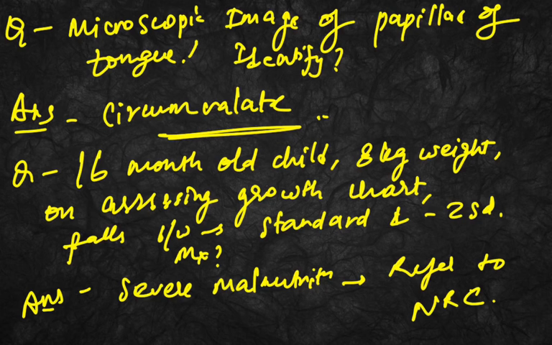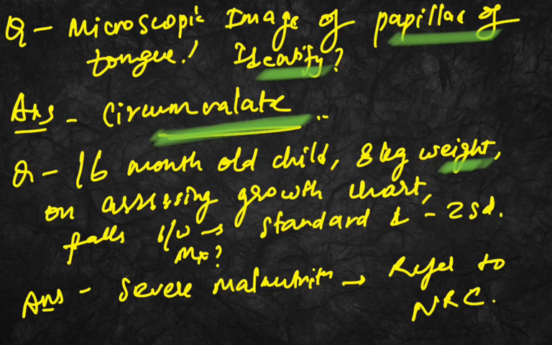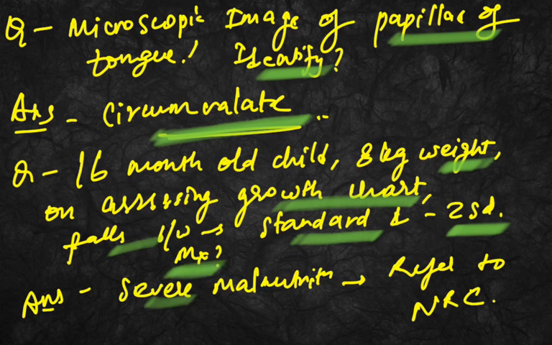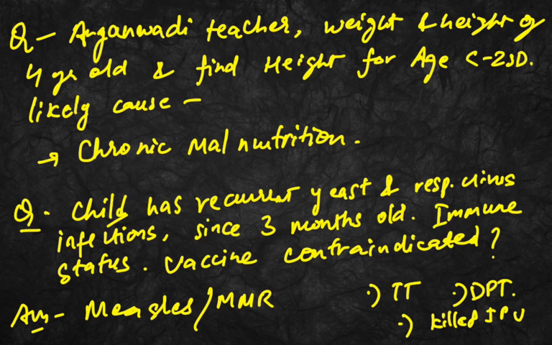Now, a microscopic image of a papilla of the tongue was given to identify, and the answer is circumvallate papillae. Now, a 16-month-old child, 8 kg in weight, on assessing the growth chart falls between -3 and -2 standard deviations. What is the management? It is considered severe malnutrition, and the child is referred to a tertiary hospital or NRC for better care.